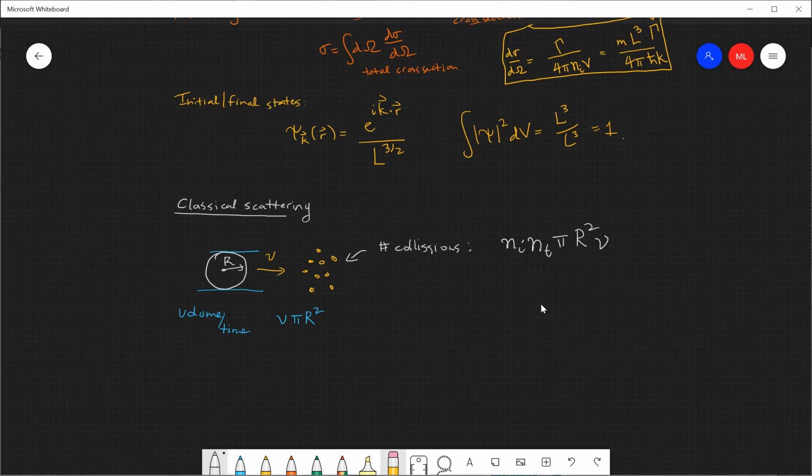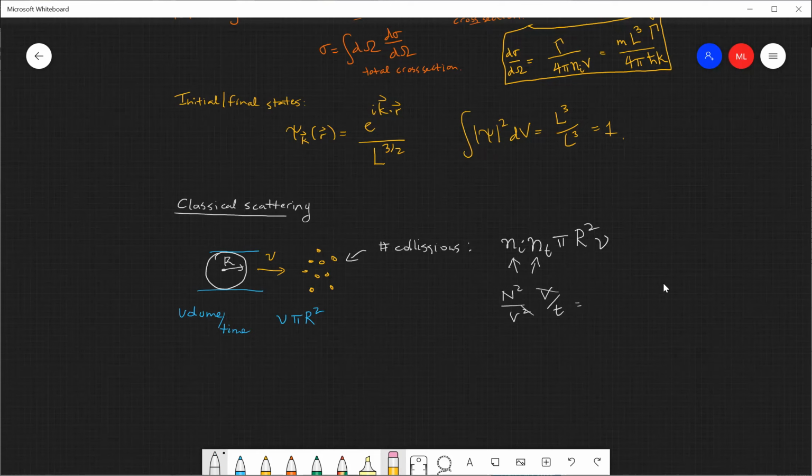Let's think about the units again. The units of these two densities are number of particles per unit volume. So the units here are number of particles, there are two volumes, and then there's a volume per unit time. What this gives us in the end, in terms of units, is number of particles per unit volume per unit time. So that gives us the number of collisions per unit volume per unit time in this setup.